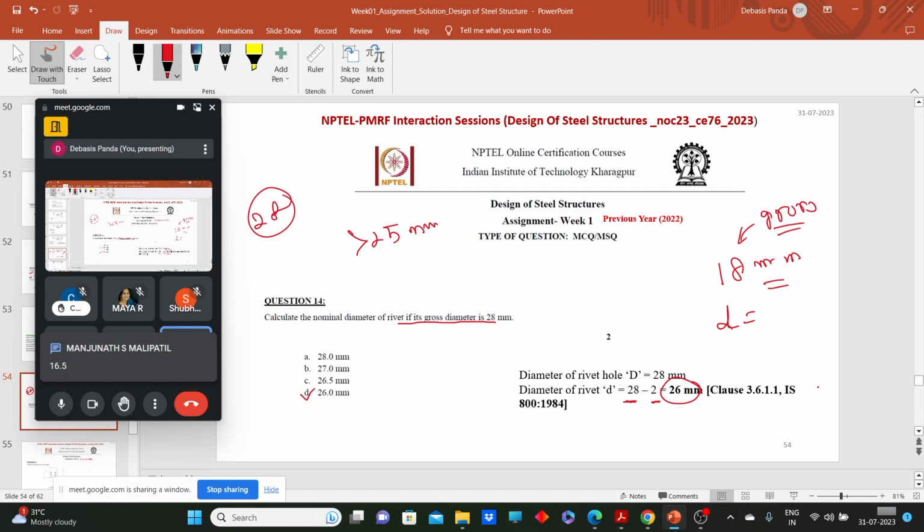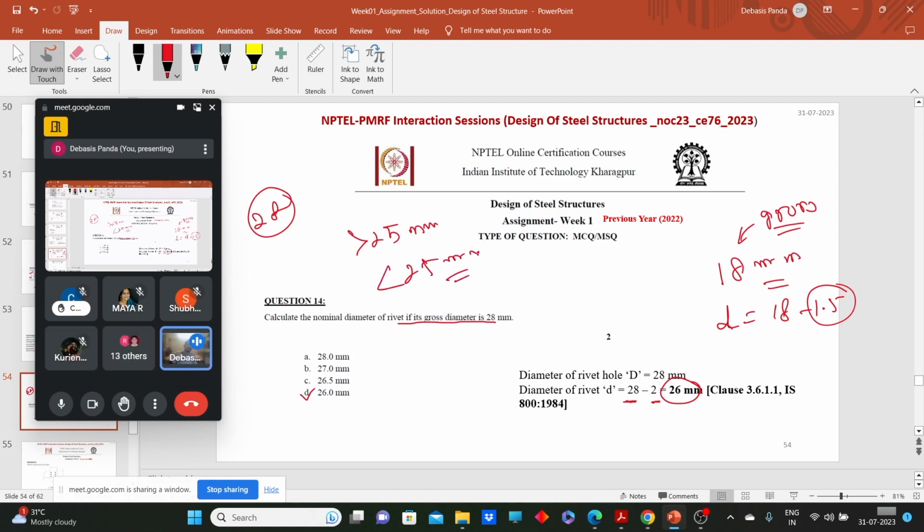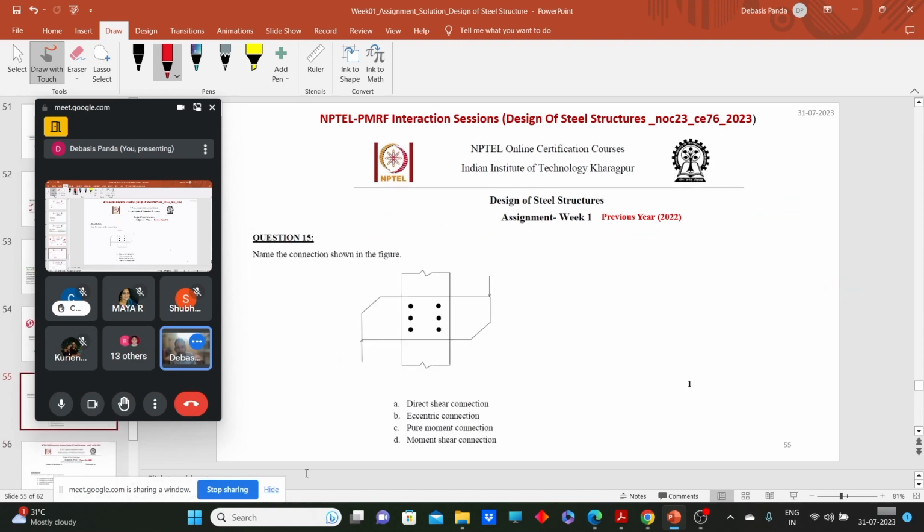Yeah, 16.5. Right, very good. So 18 minus 1.5. Why 1.5? Code says below 25 mm of rivets, for that we have to consider the clearance as 1.5 mm. Now come to that question.